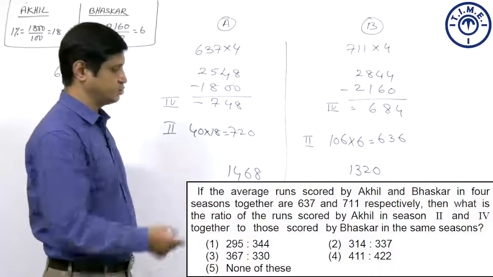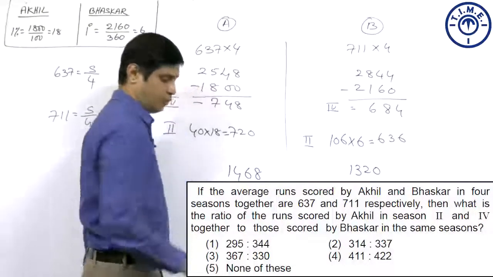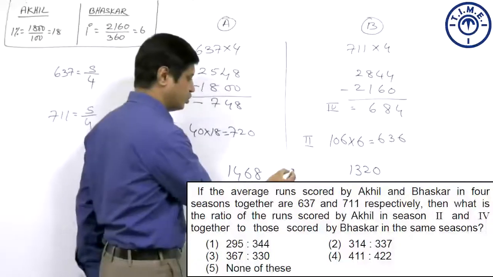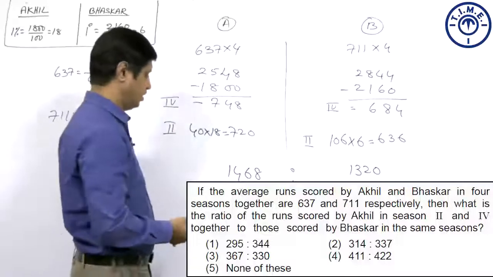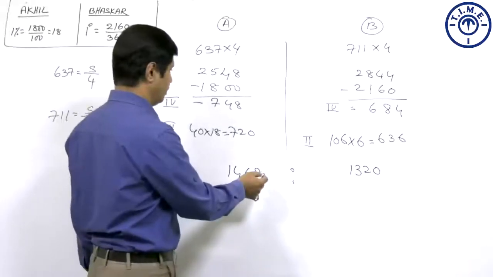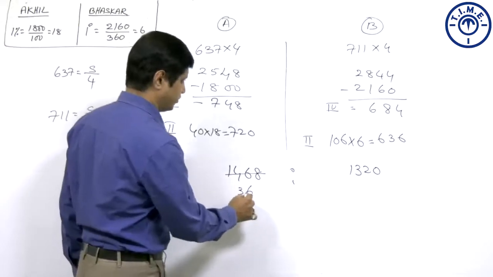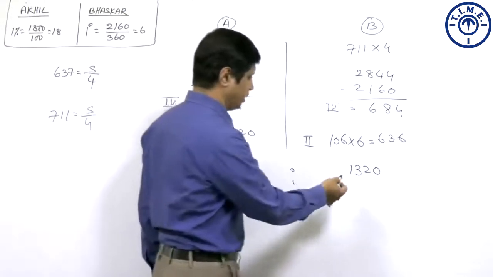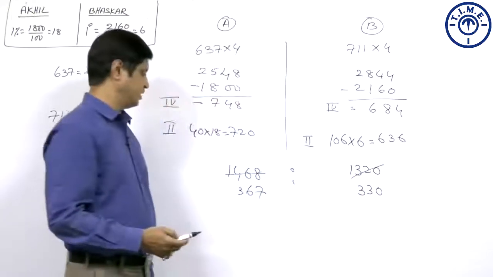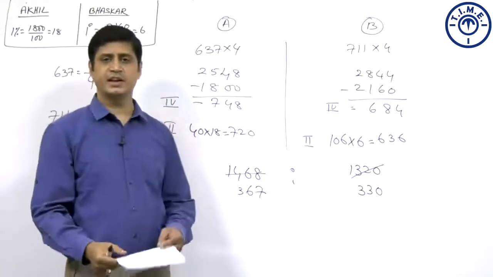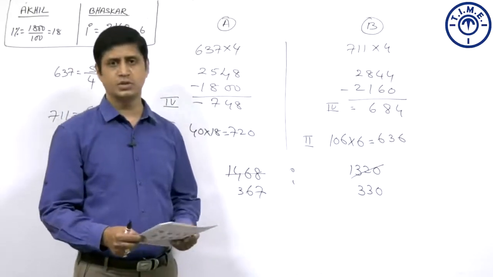Now, what to observe? The ratio of these two numbers. To find the ratio of these two numbers, just observe the cancellation. Here these two numbers are multiples of 4. We can divide by 4 here. 4 goes into the first number 367 times. And what about the 4 here? It goes 330 times. So, what is the ratio? It is 367 is to 330. The right choice is option 3.